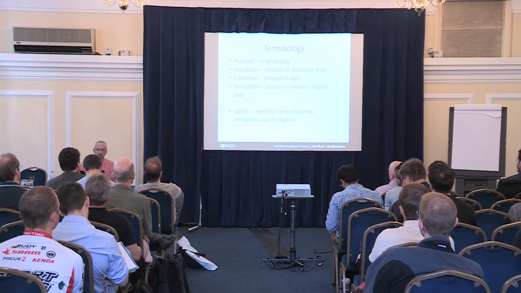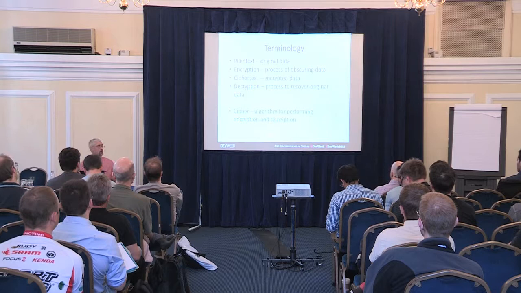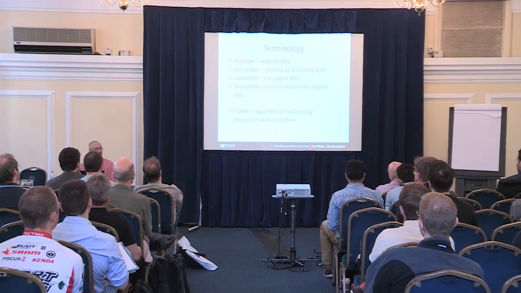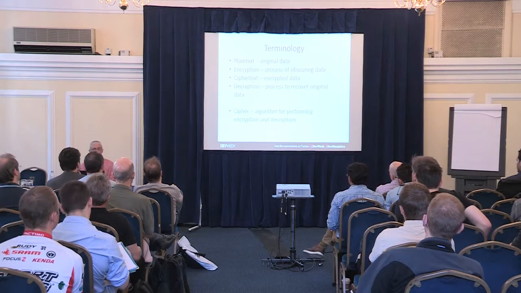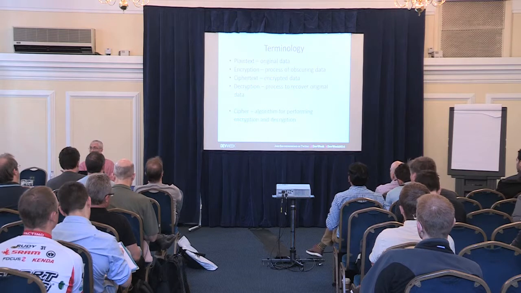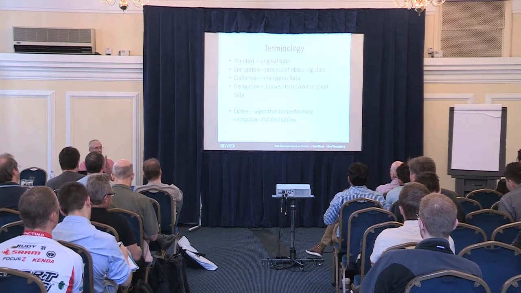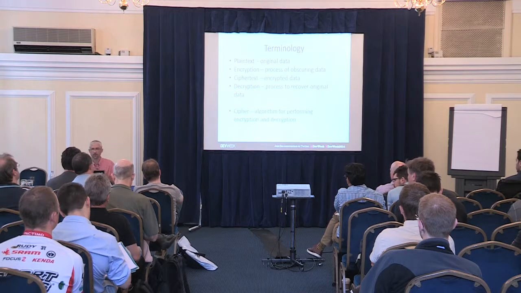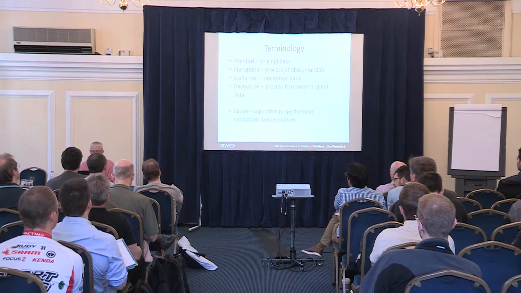Okay. So these are the terms we're going to use for the encrypting part. The first ones are just standard cryptography terms. Plain text is your original data. Encryption is your process of obscuring that data. Ciphertext is the stuff that's encrypted. Decryption is your process to recover your original data. And then the cipher is the actual algorithm we're going to use to do this encryption and decryption. So those are the terms as we start walking through some of the rest.